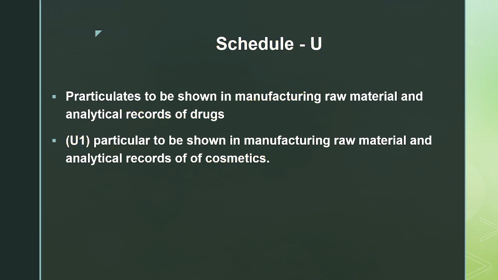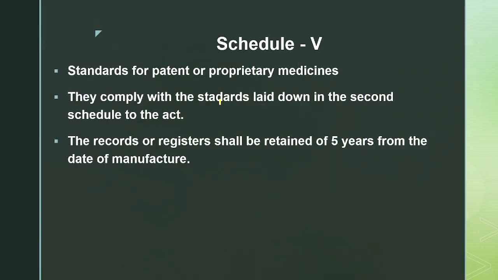Okay, next, what is Schedule V? Schedule V is mostly the standards for patent and proprietary medicines. What patent medicines are there? They mostly come under Schedule V. And next, they must comply with the standards laid down in the Second Schedule to the Act.